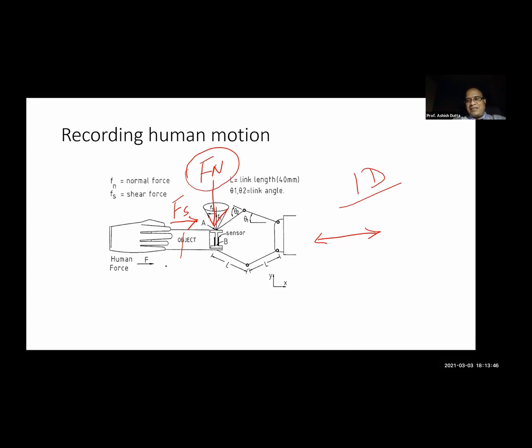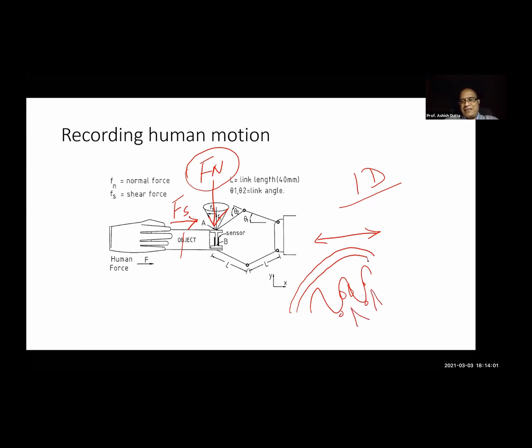If you look at the actual cross section of the human fingertip, it is something like this: the top layer, the second layer, the third layer, with layers like this. The sensors are placed in such a way. There are different sensors, and they are placed inside the finger such that all kinds of sensory information can be detected.